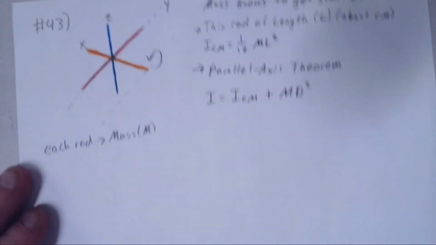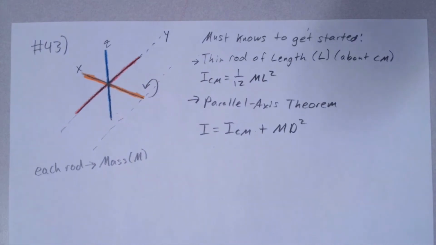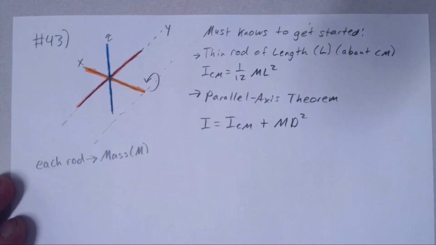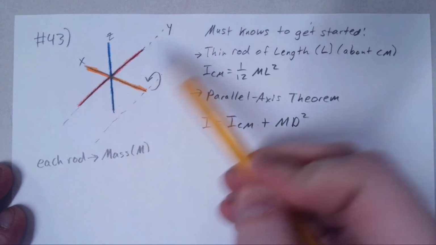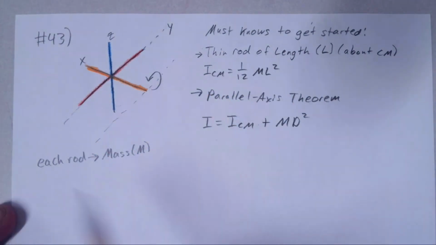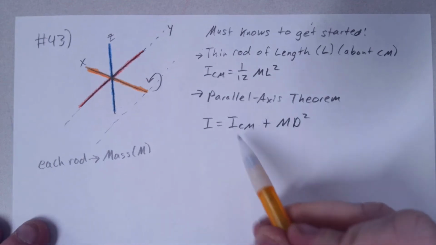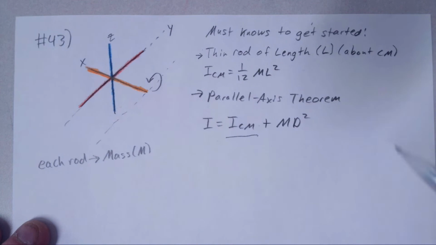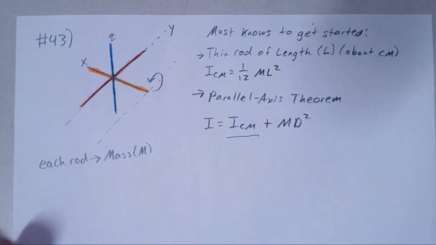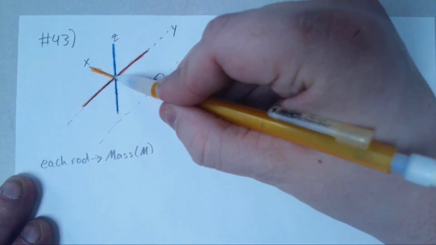The other thing to know is the equation for the parallel axis theorem. We do have 3 rods here, and each of them has a mass of m. One way to approach this is that the first thing we need to figure out is the center of mass, not just of one rod, but of all 3 rods together.